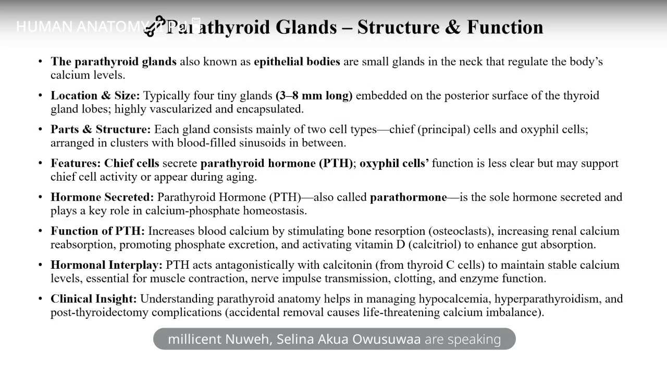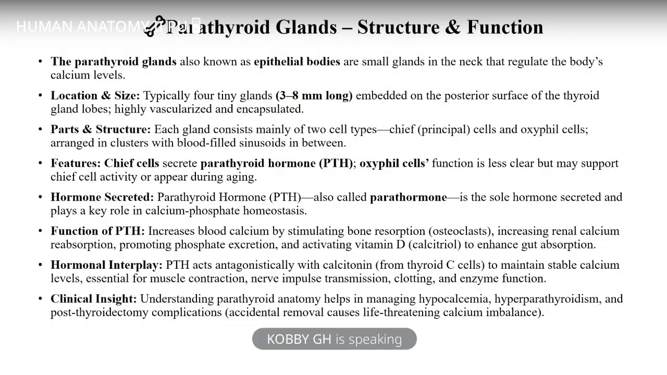Behind the thyroid gland. Is that okay? And again, you also have to know the anatomical dimension. This is about 3 in terms of the length. These glands are about 3 to 8 millimeters long. Now, when we enter the parathyroid gland, we have 2 cells in the parathyroid gland.